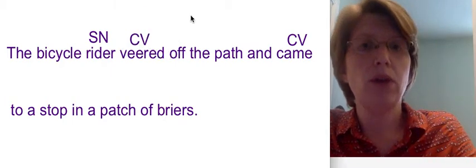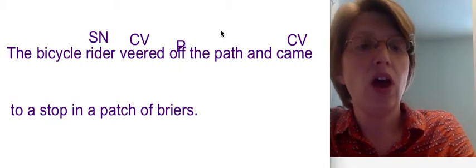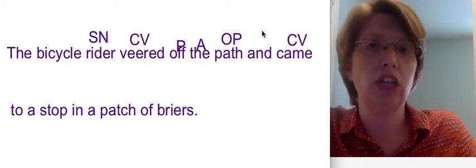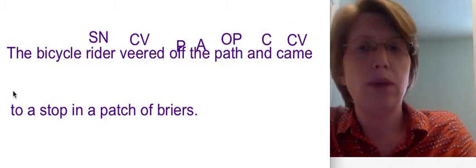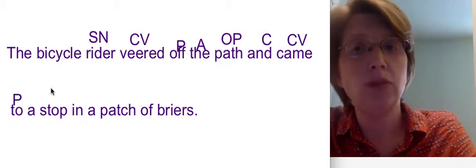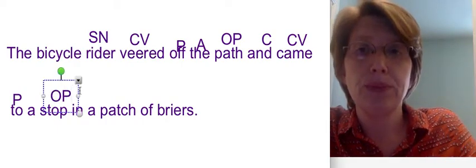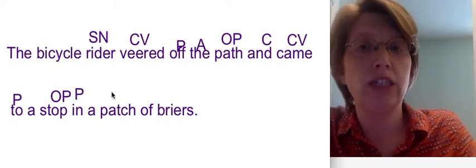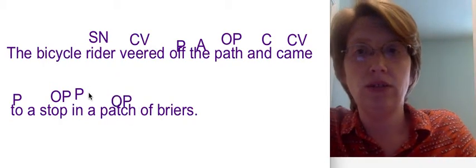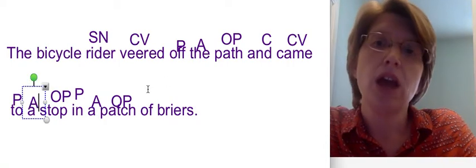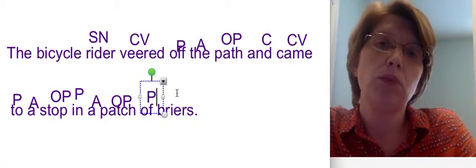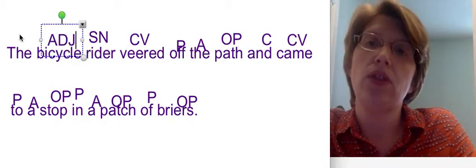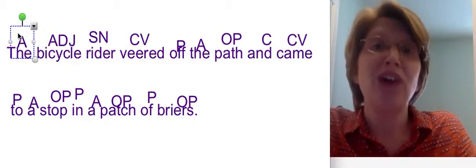Okay. Off, preposition. Off what? Path, object of the preposition. The, article adjective. And, that was our conjunction, right? To, preposition. To what? A stop, object of the preposition. In, preposition. In what? Patch, object of the preposition. A, article adjective. Oh, I missed that one. A, article adjective. Of, preposition. Of what? Briars, object of the preposition. What kind of rider? Bicycle, adjective. The, article adjective. Subject, noun, verb, pattern 1, check.